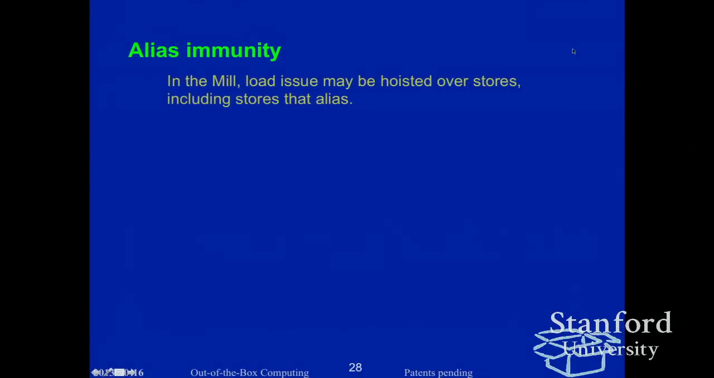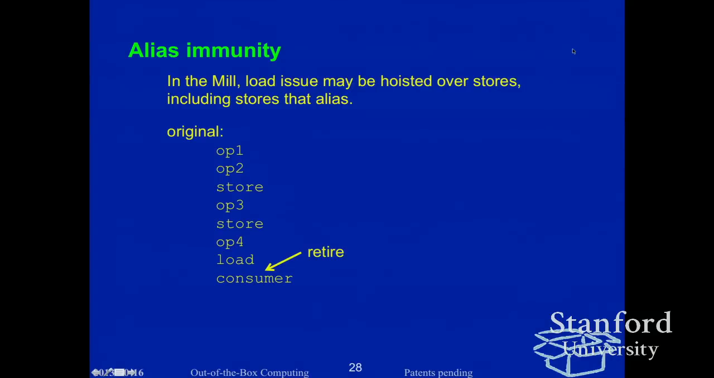This gives alias immunity. Load issue may be hoisted over stores, including stores at alias, because the issue is irrelevant. The only thing that matters is the retire. If this is your original code with a load in the consumer down there at the bottom and a bunch of stores prior to it, there's the retire. And because there's no space in between the load and the consumer, there'll be a few stalls in there when we actually execute this code.